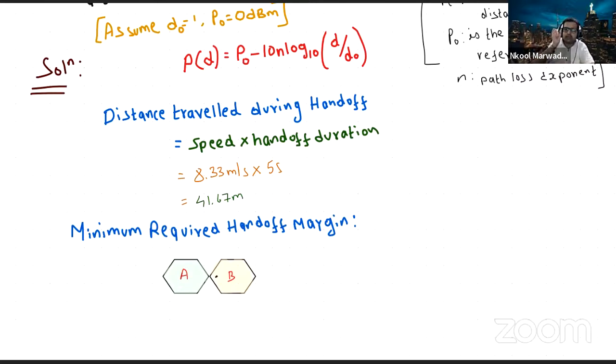So the concept of margin is clear. What is the concept of handoff margin? It is the difference of the strength of the signals of tower A minus the threshold power signals of tower B. In easy words, I am explaining this. So we have to calculate the difference in the signal strength.